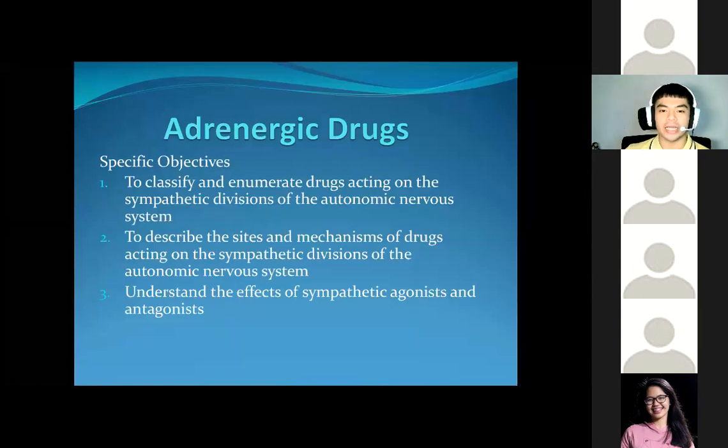Kaya i-discuss natin siya. Basically, when we talk of adrenergic drugs, these are the agents that can alter the physiology of the sympathetic nervous system. Kaya nga adrenergic ang tawag. So basically, dalawa ang grupo ng gamot na i-discuss natin dito. Number 1 are the agonists. And then number 2, we will discuss the antagonists.